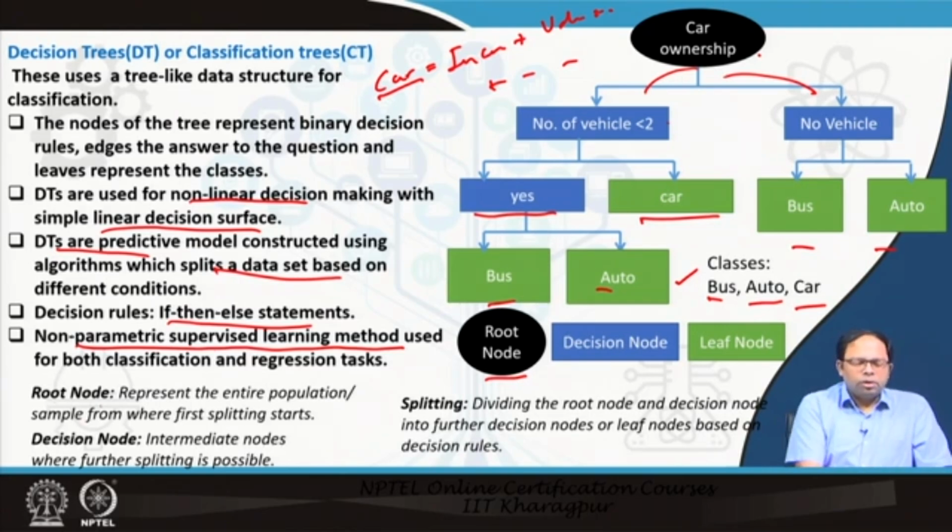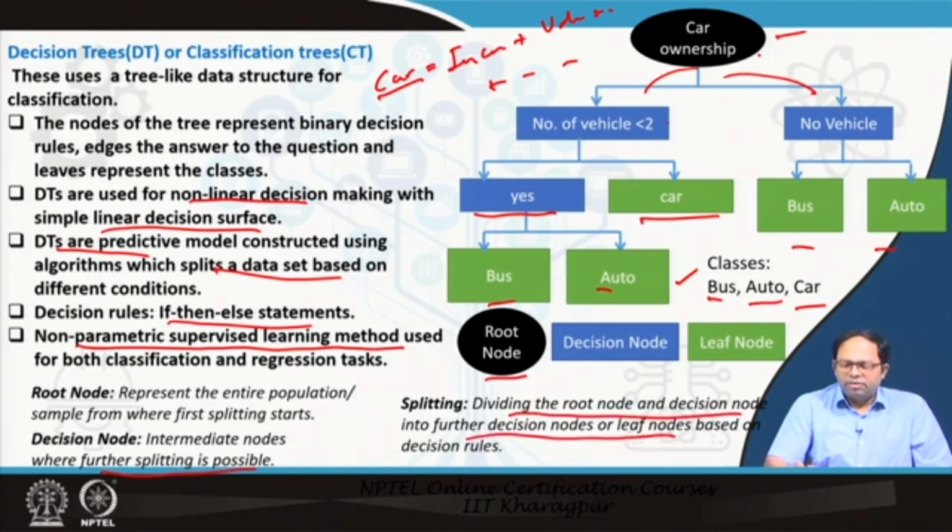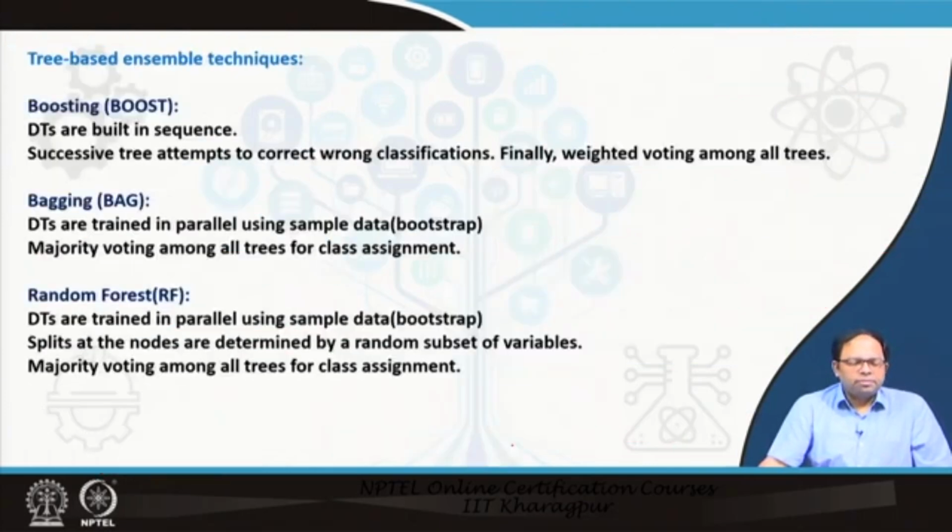So, we have got a root node in a decision tree, the first node, that means which question we should start with, and it represents the entire population sample from where the first splitting starts. A decision node is all the subsequent points where we ask further questions, that means intermediate nodes where further splitting is possible. That means we can keep on splitting the data, sometimes we can also over split. That means we also need to be careful that we do not subcategorize too much. So, if we subcategorize, then the model becomes complex. So, splitting is dividing the root node and the decision node into further decision nodes or leaf nodes based on decision rules. So, this is the basic structure of a decision tree.